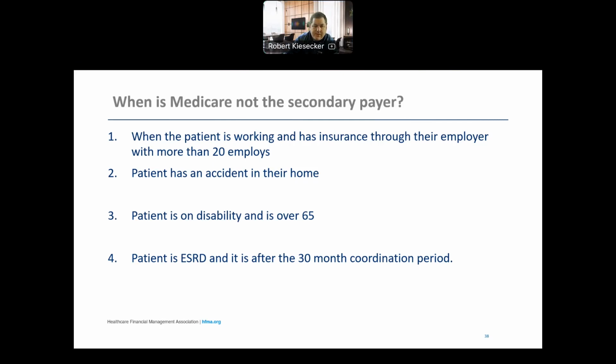It is the patient has an accident in their home. Everything else potentially would make it Medicare secondary. And we're looking for when it's not Medicare secondary. So number two.